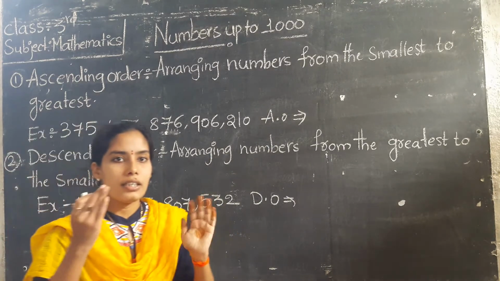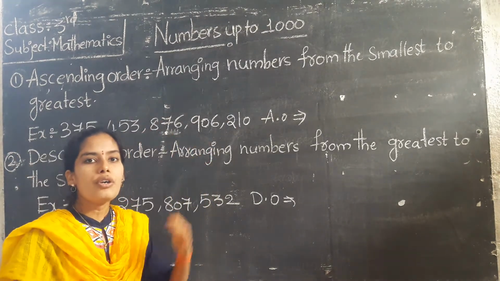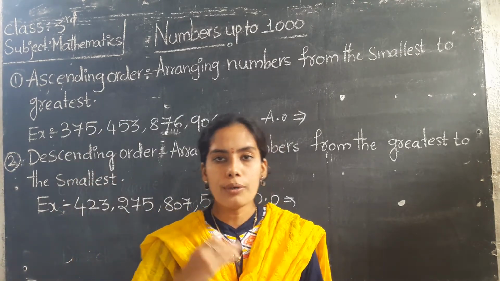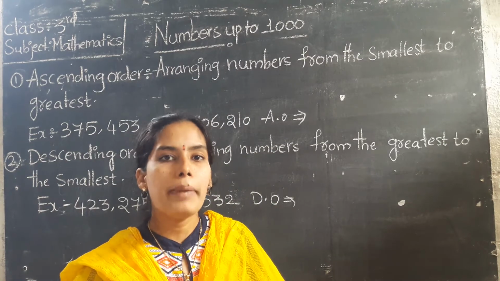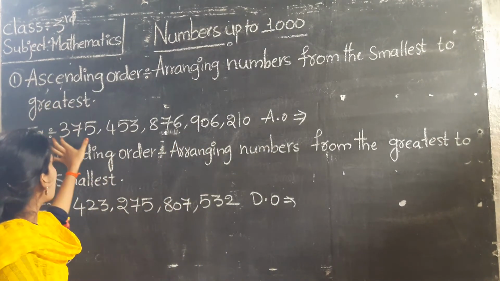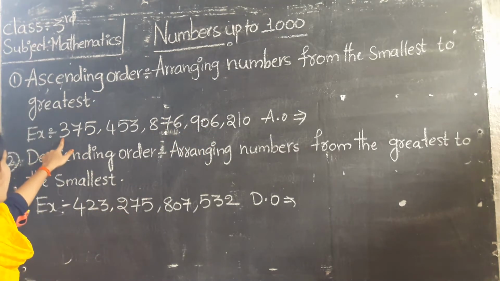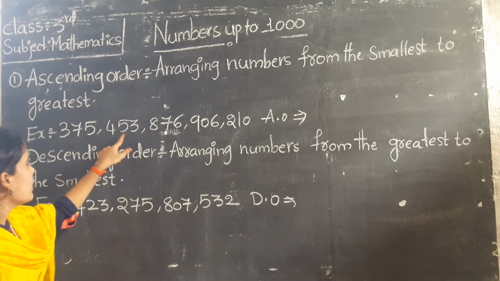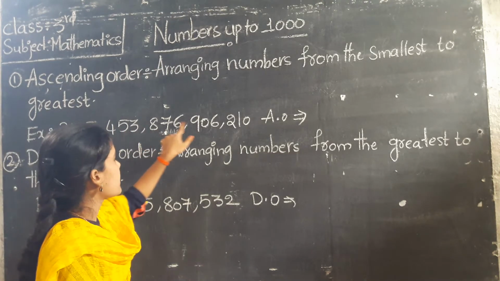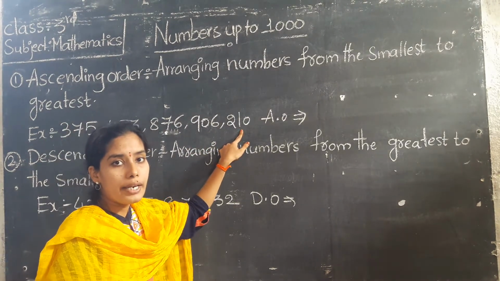Here we have some numbers, so we have to arrange the numbers from small to big numbers. Here we have some numbers. What is the first one here? 375, 453, 876, 906, and the last one is 210.